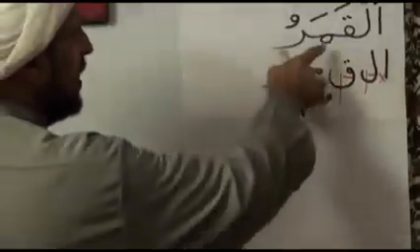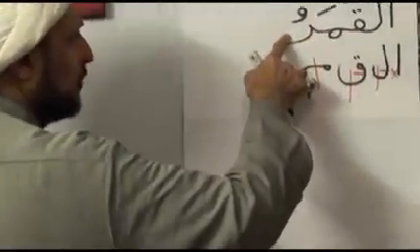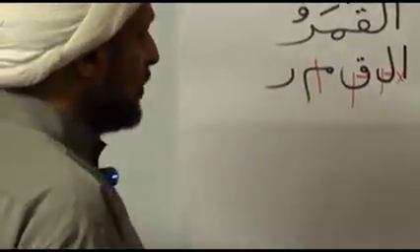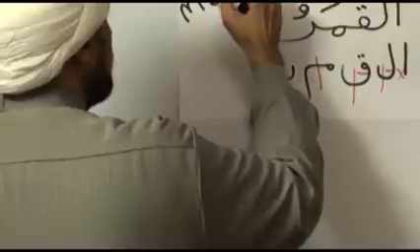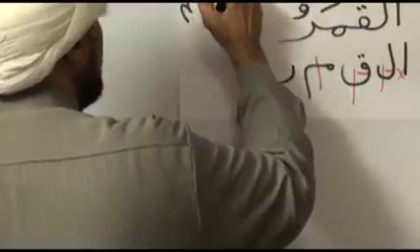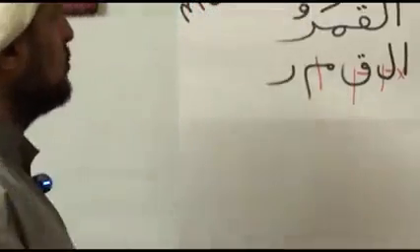Al-Qamar. And alif has a fatha on it. Al-Qamaru. Now, this is moon. The moon, because it's al. Al in the Arabic language means the.